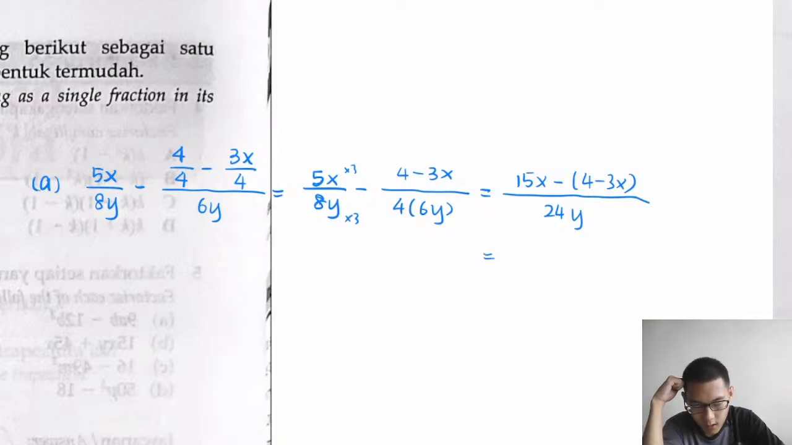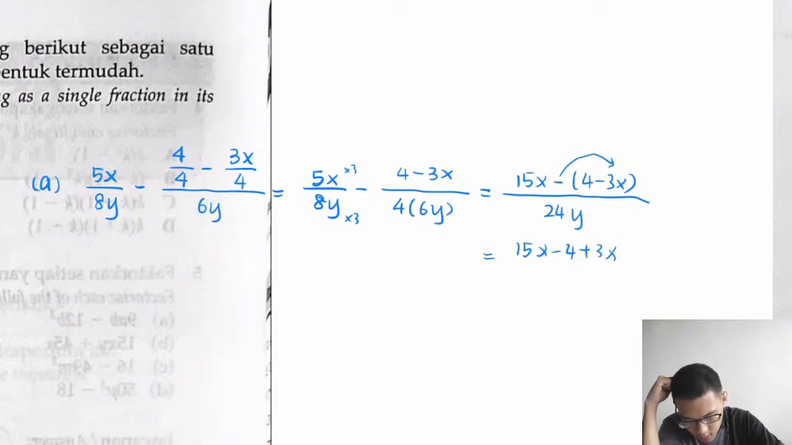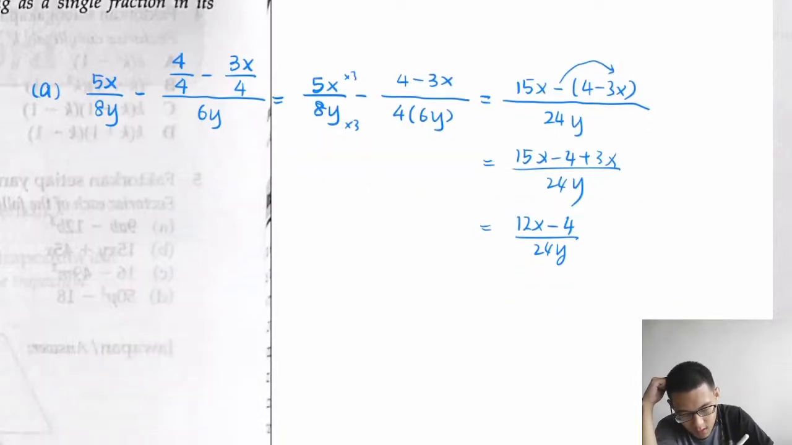Okay, so now after we open the bracket, this one is plus, so 15x minus 4 plus 3x. So we can get the final answer, but not yet, because now we have 12x minus 4 and 24y. Actually, we can try to simplify. Yes, simplify. So we can simplify, we get 4(3x minus 1), and this one 6y.